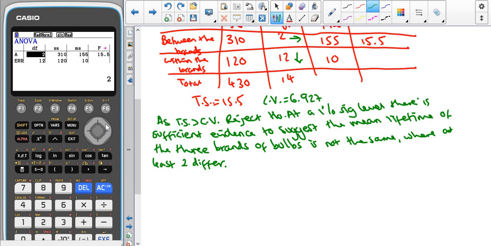However, if you have 2 blocking factors, so that you're doing a Latin square design, you would not be able to do this method, as you can only do 1-factor ANOVAs and 2-factor ANOVAs in the graphical calculator.